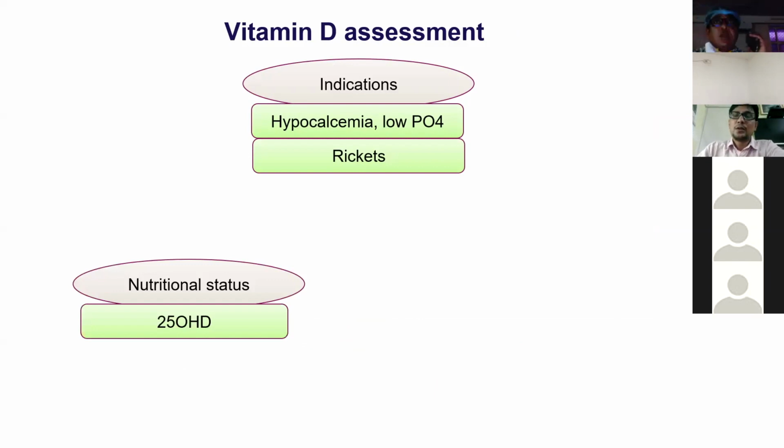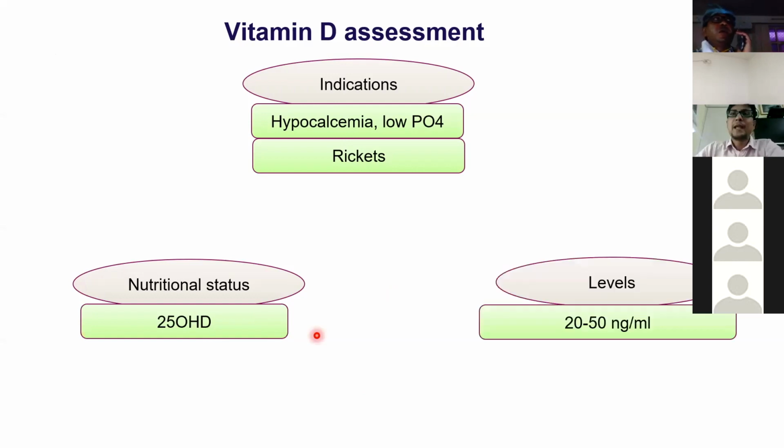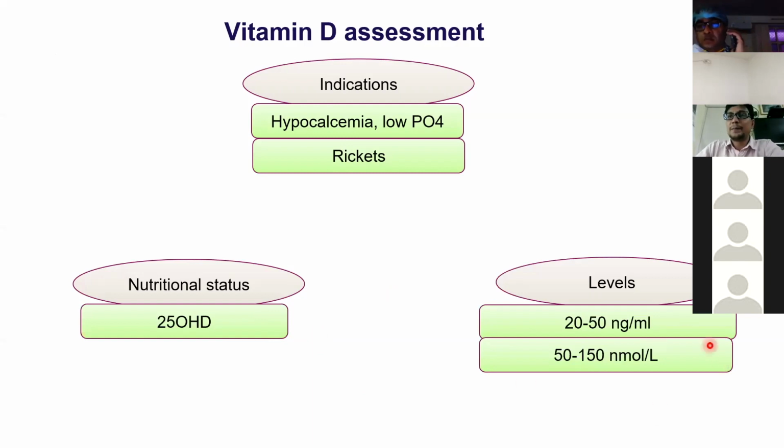Okay, so in the setting of nutritional rickets, we have to assess for 25 hydroxy vitamin D, and the level is 20 to 50 nanogram per ml or 50 to 150 nanomole per liter.